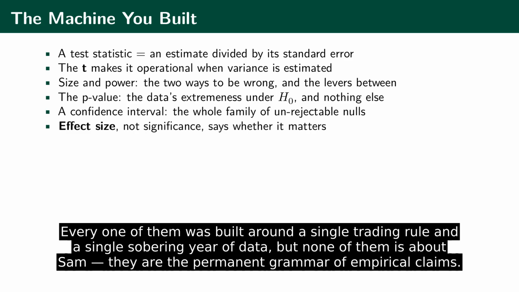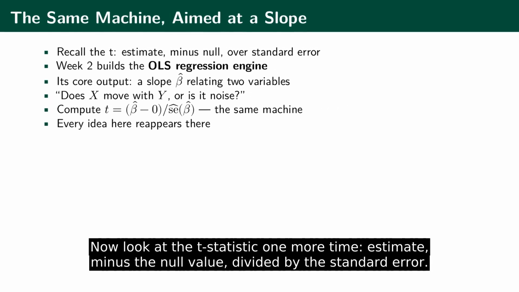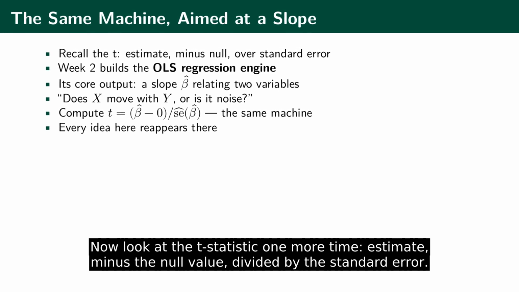Every one of them was built around a single trading rule and a single sobering year of data, but none of them is about Sam. They are the permanent grammar of empirical claims. Now look at the t-statistic one more time. Estimate minus the null value, divided by the standard error.